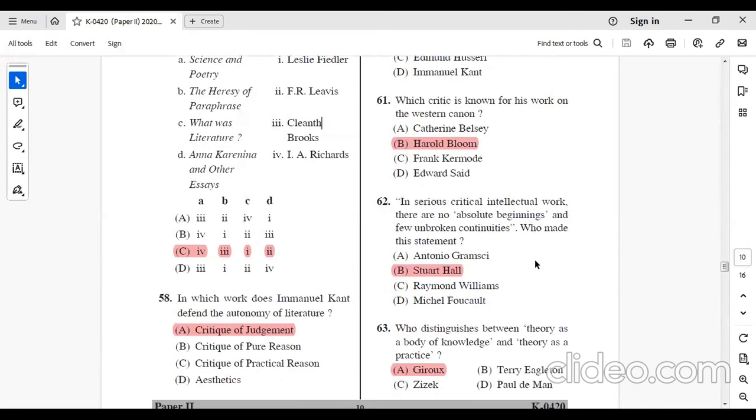In serious critical intellectual work, there are no absolute beginnings and few unbroken continuities. Who made this statement? Stuart Hall. Stuart Hall has mentioned this.